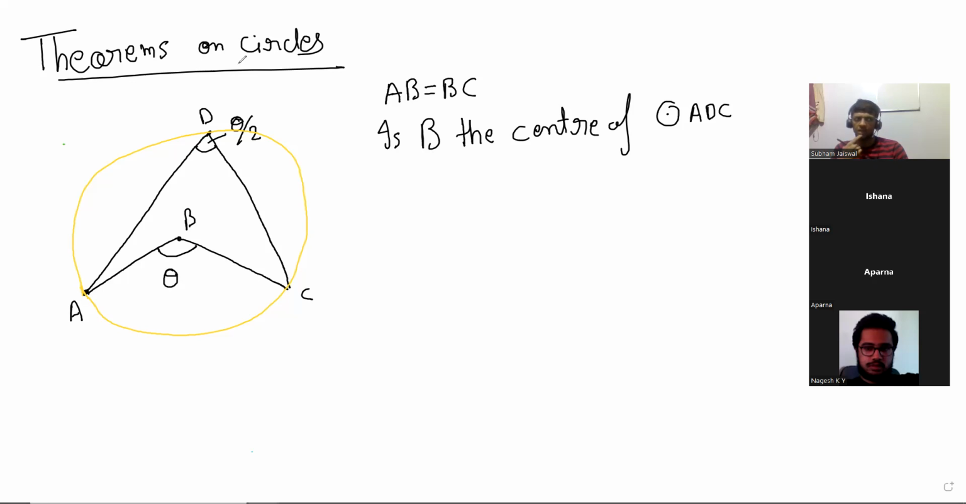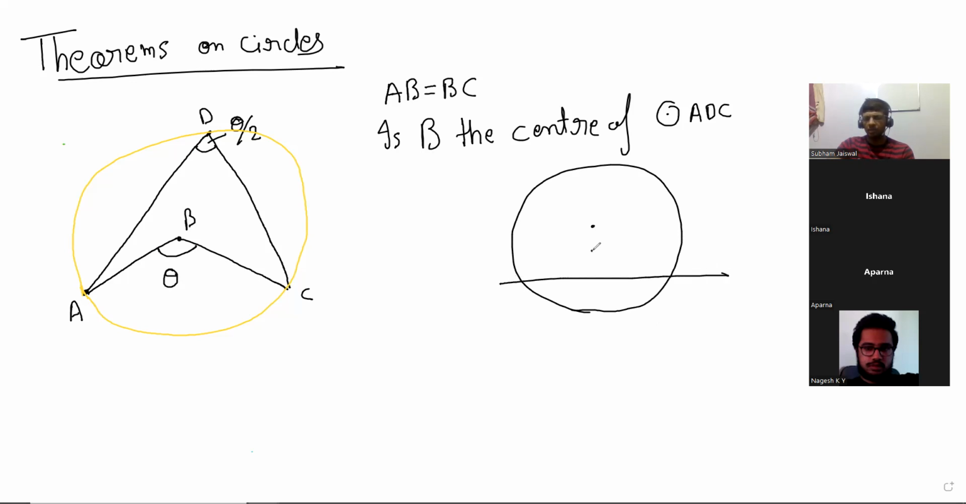If it is not the center, then AB will not be equal to BC. That I don't agree, because just AB equal to BC doesn't mean that the third point is a center, right? For example, if you take a circle and you take some center, and then you take this point which is just on this, so this is the center. Then if you take this and this, these two are also equal, but that doesn't mean that this D is a center. Just that does not mean, right?